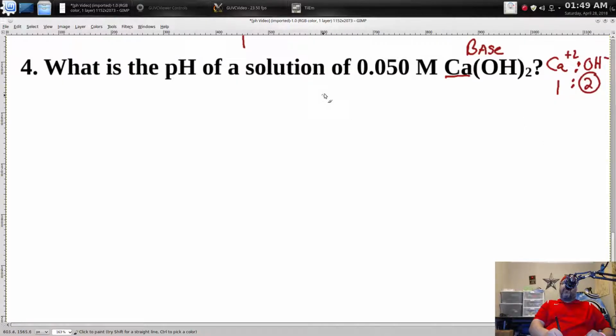Now remember, if we're calculating pH, pH is equal to the negative log of the hydrogen ion concentration. And once again, if you pointed out that we don't know the hydrogen ion concentration, you are correct. We don't. We have to calculate that. All right. Now pay attention to the concentration here. Now remember, we have twice as many hydroxide ions as we do calcium ions. So we need to double this number.